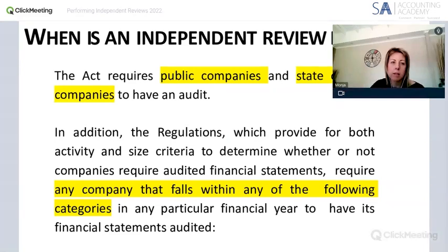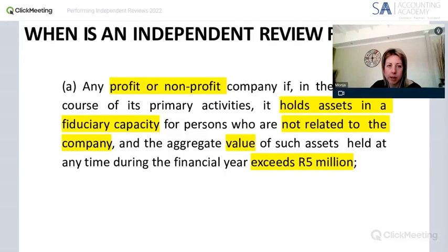The Companies Act requires public companies and state-owned companies to have an audit. So there's no way that you can get around that. That's law and you need to comply with that. In addition to that, the regulations which provide for both activity and the size criteria to determine whether or not a company requires audited financial statements require any company that falls within the following categories in a particular financial year to have its financial statements audited.